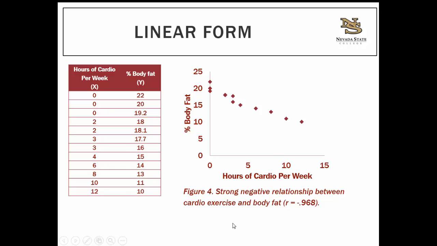Now we have another linear relationship between hours of cardio per week and percent body fat. We're calling hours of cardio per week X because we think that is what's predicting body fat, right? We think cardio is our independent variable and body fat is our dependent variable. So we also have a linear relationship here. As X increases, we have a consistent decrease in Y. When you plot the data visually, we see a linear form, right? It's fitting a straight line. This is a strong negative relationship, but we'll talk about strength and direction.